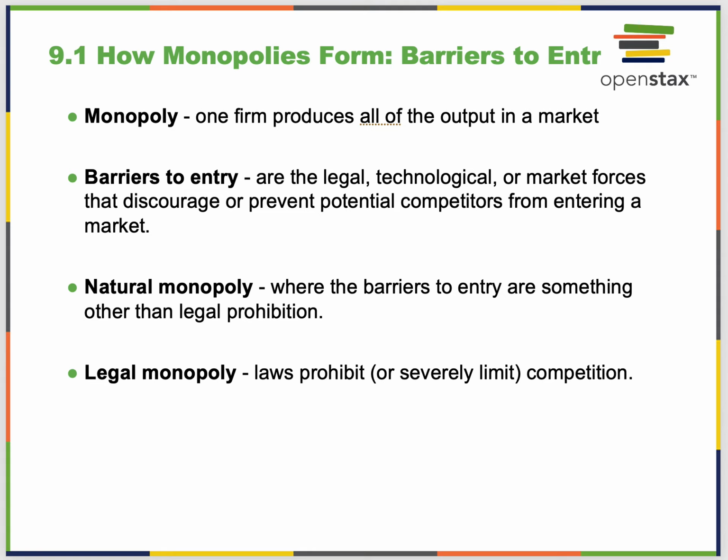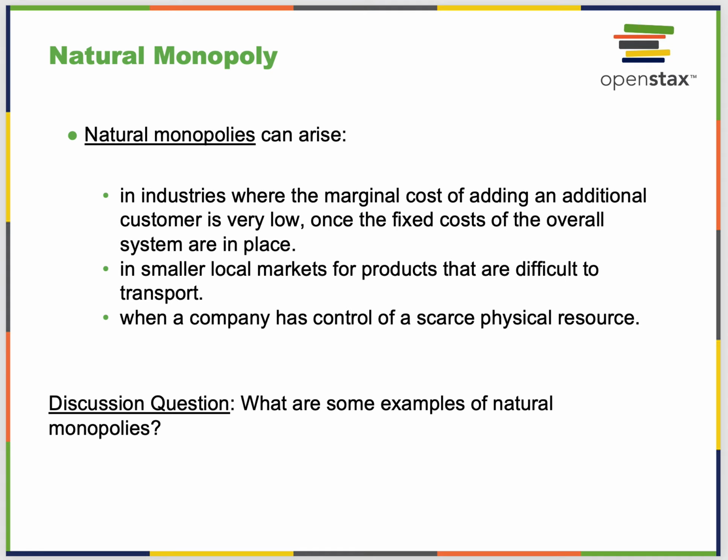There are two kinds of monopoly we're looking at. A natural monopoly is where there are barriers to entry other than legal prohibition. In legal monopolies, the law prohibits or severely limits competition, and we'll talk a little bit about those last two. So a natural monopoly is an industry in which the marginal cost of adding an additional customer is low compared to the fixed costs of the overall system in place. Think of utilities. They're a natural monopoly in that if someone wanted to get into the water, gas, or electricity business, they would have to invest in a huge fixed cost and duplicate a very expensive distribution system: the wires for electricity, the pipelines for natural gas, the pipelines for water in a municipality.